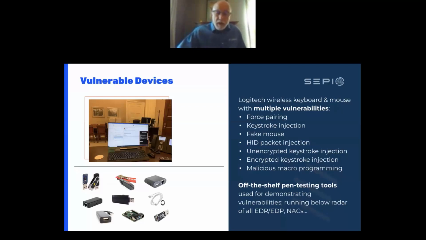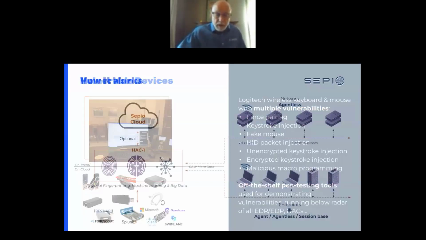So these are other tools. There's MouseJack. There are tools that they can plug into an Ethernet port anywhere in the environment. They can plug into USB. Sepio looks for these devices, and where no other tools can see them, Sepio can detect, identify, and block those devices. So Andrew, if you move to the next slide.